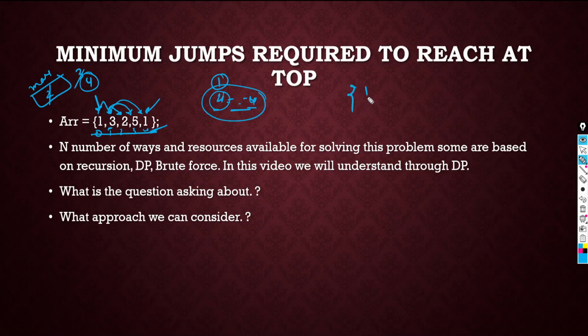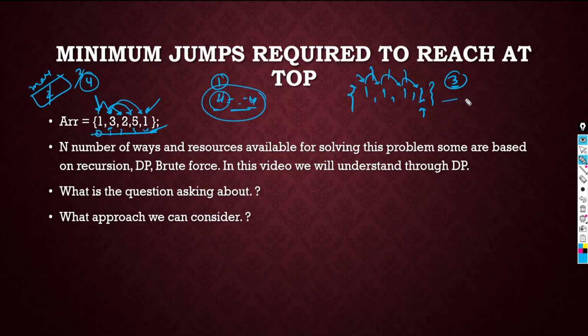Let me give you one more scenario. You have this array and you are at this place. You need to reach the end. How many jumps can you do from here? 1. How many jumps can you do from here? 1. How many jumps from here? 1. So 1, 2, 3. In 3 jumps you can reach the top. Is there any other possibility that gives fewer than these 3 jumps? No.